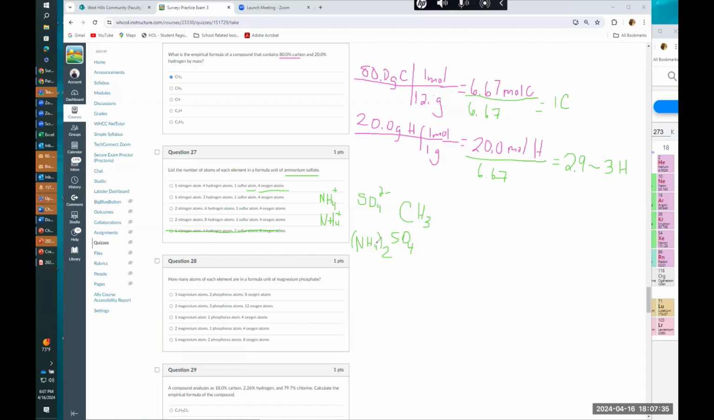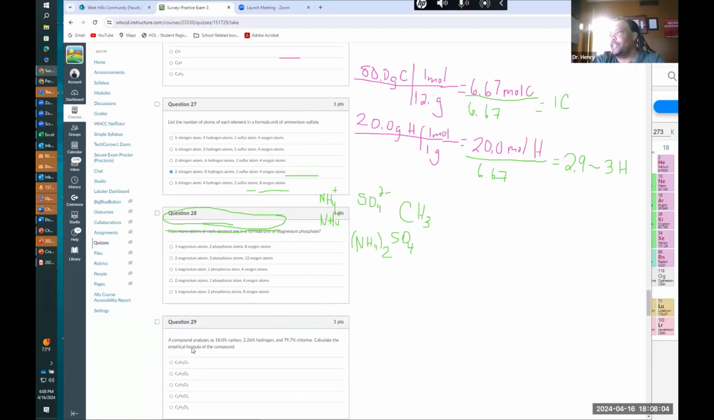How many hydrogens? It's 8, because there's a total of, you have to multiply. We have 8 hydrogens, so that's our answer. And then 2 nitrogens. So they break it down right there.